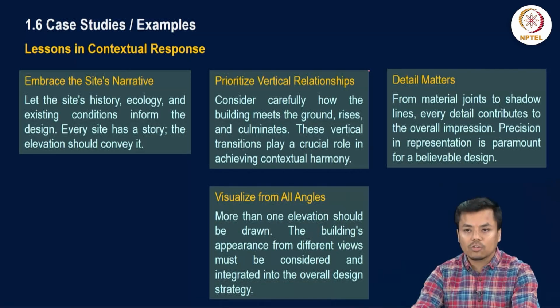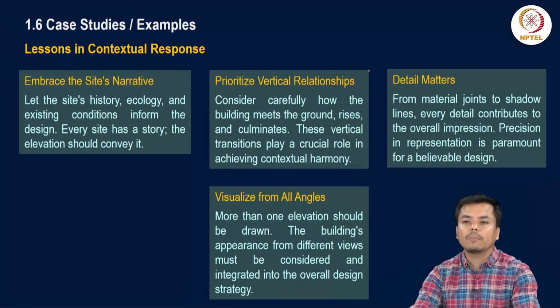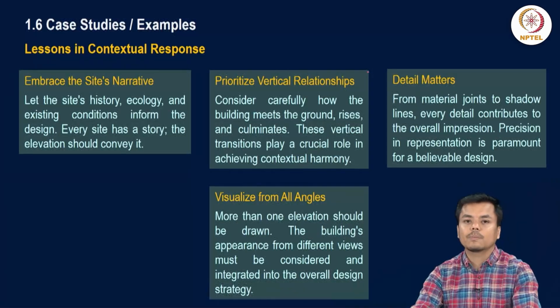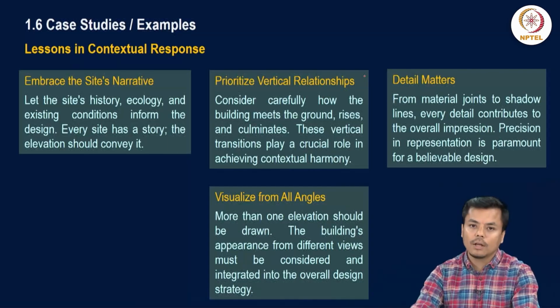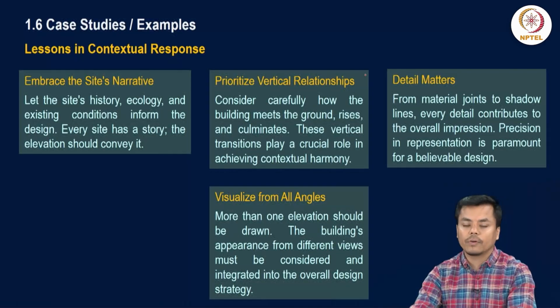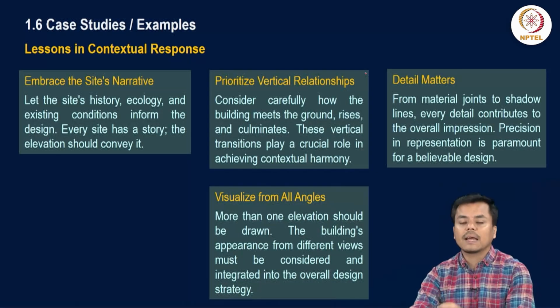So prioritize vertical relationships. Consider carefully how the building meets the ground, rises and terminates. These vertical transitions play a crucial role in achieving contextual harmony. So details should be focused, from materials and joints to shadow lines. All of these have to be highlighted in your site elevation, along with the view of the structure from different angles.